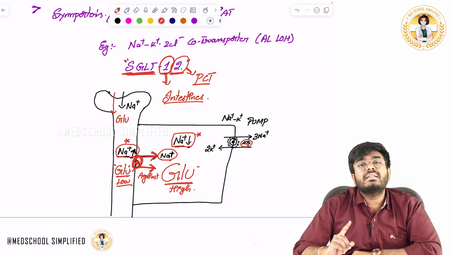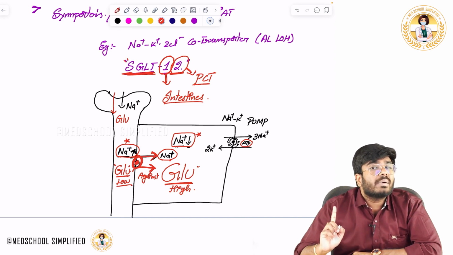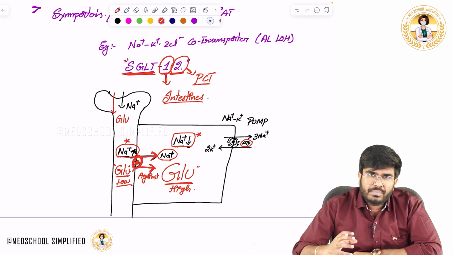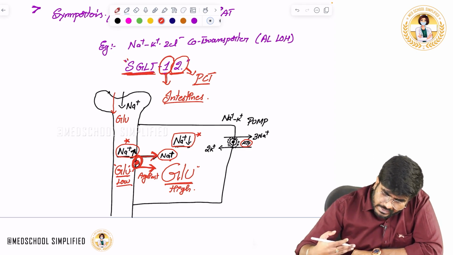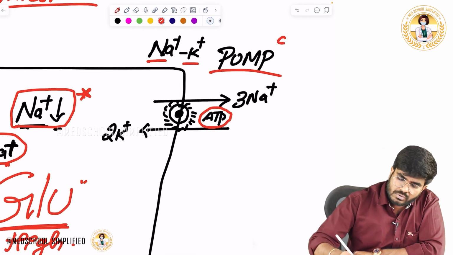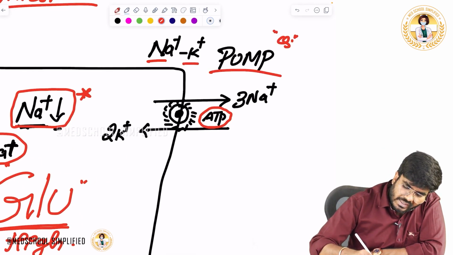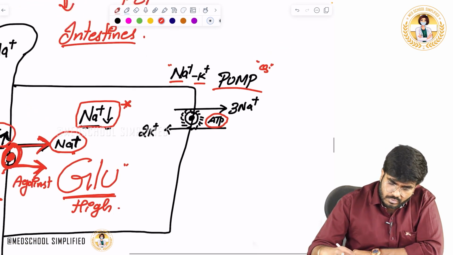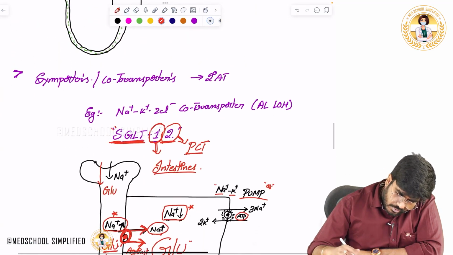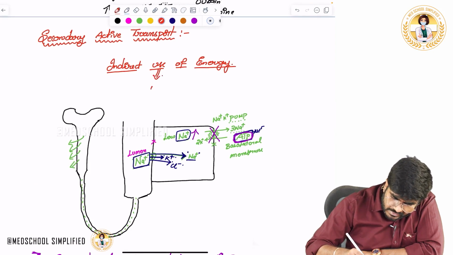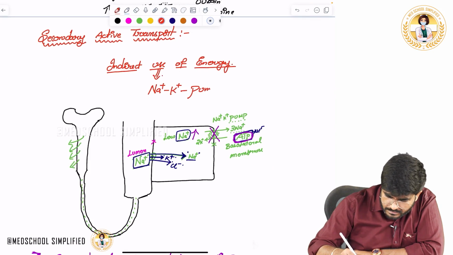ATP is utilized in some other place. Now the question is, who is providing the energy for this secondary active transport? It is the sodium potassium pump. Yes, true. The sodium potassium pump provides the energy for secondary active transport. So in secondary active transport there is indirect use of energy, and who is providing that energy? Sodium potassium pumps.